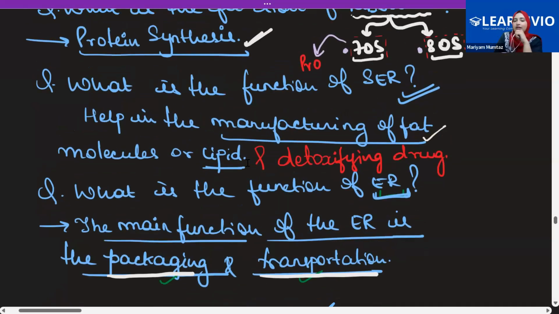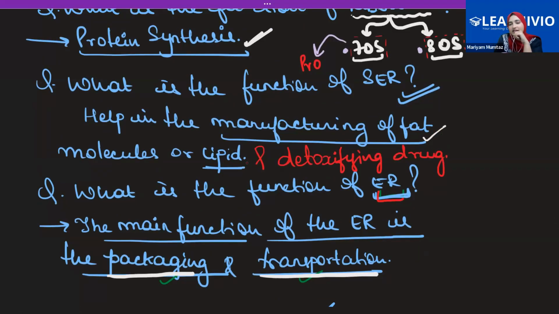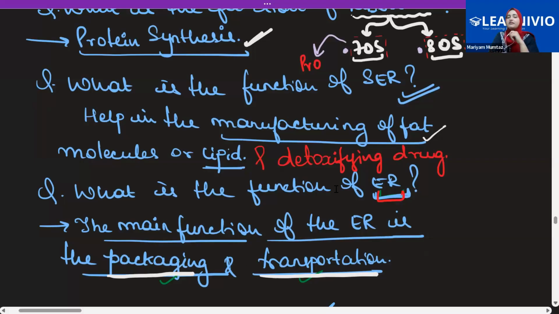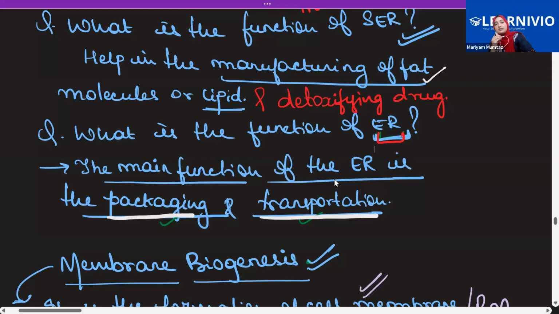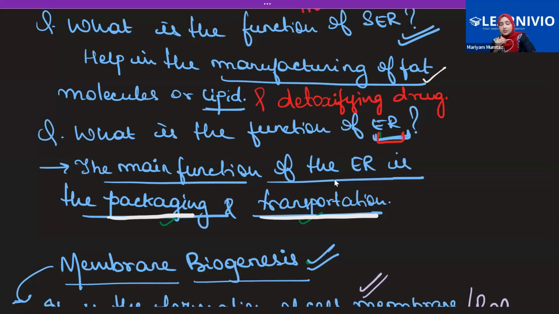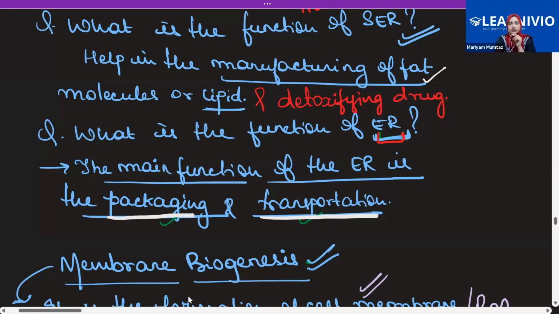Okay, ma'am. So in general, what is the function of the endoplasmic reticulum? The main function will be packaging. For example, if the rough endoplasmic reticulum is synthesizing protein, those proteins have to be transported. So after synthesizing the protein, it will also package it for transportation and help in the transportation of it. Whereas the smooth endoplasmic reticulum is responsible for the manufacturing of fat molecules or the detoxification of drugs, so it will do that, but it will not synthesize proteins. Clear? Yes, ma'am.